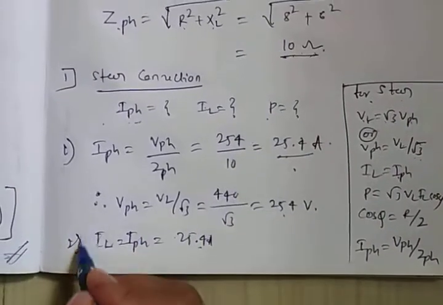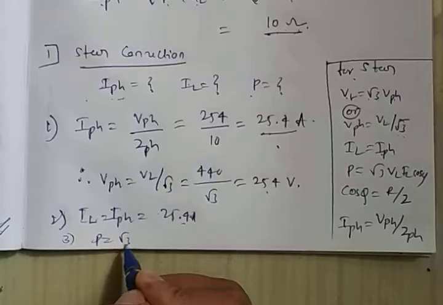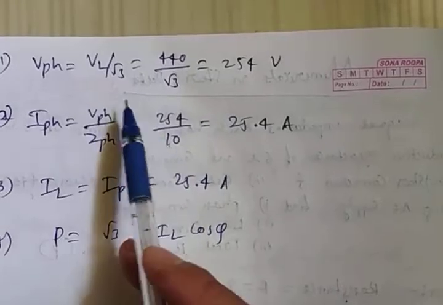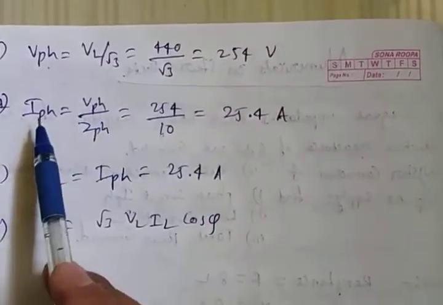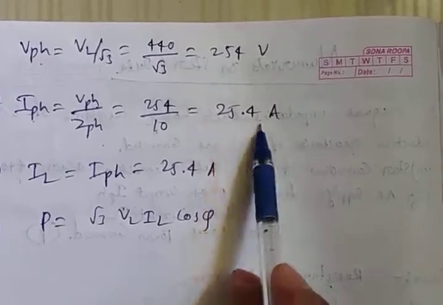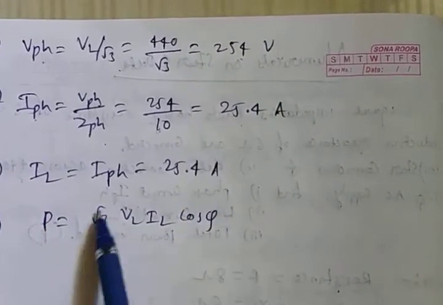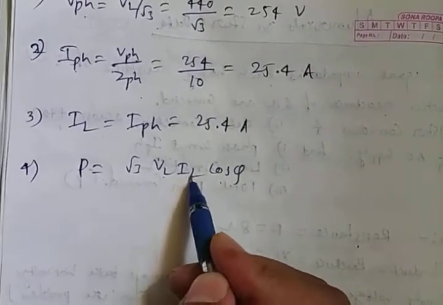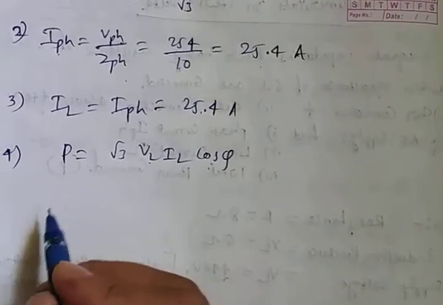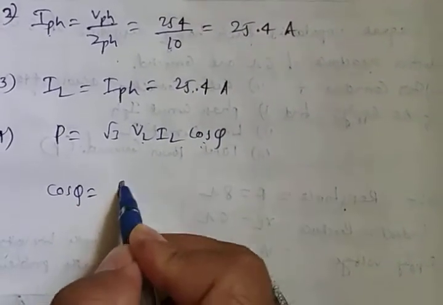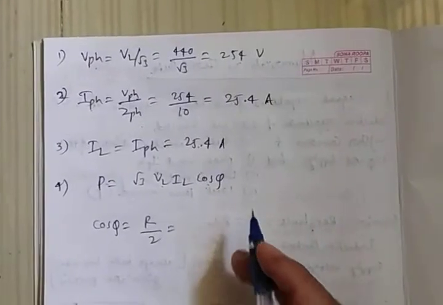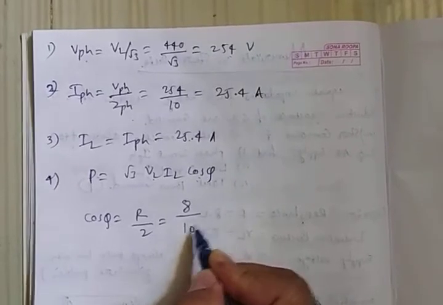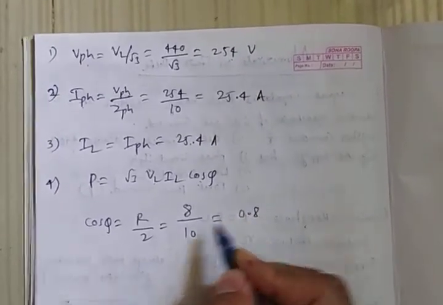And last, the third one is power. P is equal to √3 VL IL cos phi. Again, VPH is equal to VL by √3, 254, IPH is equal to VPH by ZPH, 25.4, IL is equal to IPH, 25.4. We know the value of VL 440, IL 25.4, but need to calculate cos phi. That is, cos phi is equal to R by Z, that is R is 8 ohm and the magnitude of impedance Z is 10 ohm, so we get 0.8 power factor.